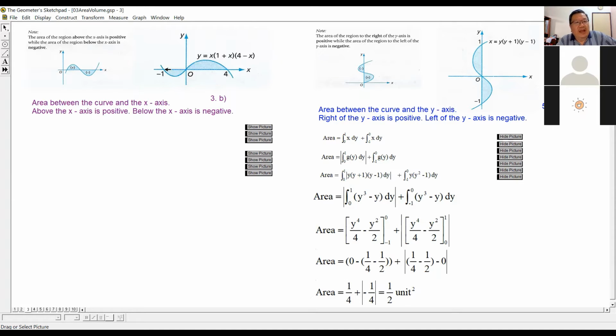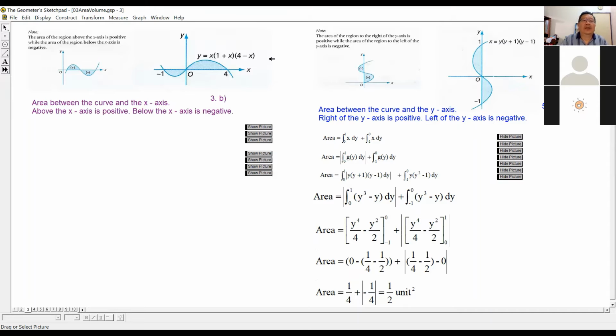And between the curve and the x-axis, we have two shaded areas. One is between -1 and 0, and another is between 0 and 4. The first one, between -1 and 0, is below the x-axis. Between 0 and 4, the shaded area is above the x-axis.